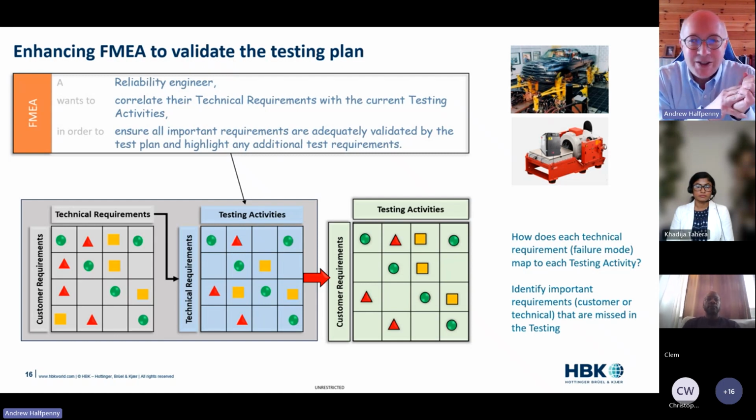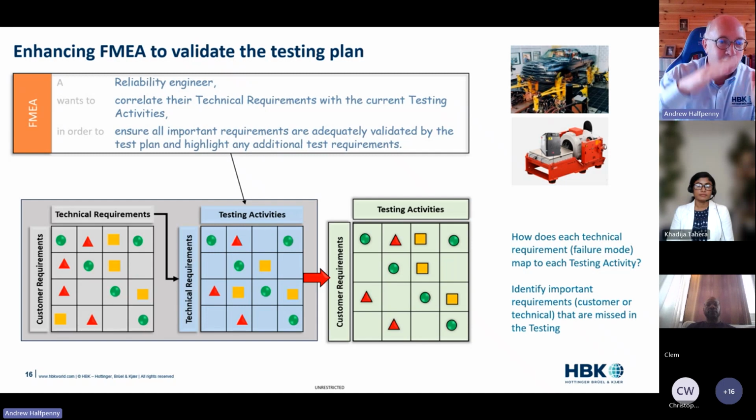So you'll see this diagram coming up in Khadija's presentation next. It's a matter of taking the customer requirements as well as the FMEA and bringing them in to make sure that our technical requirements encompass both. Then looking at those technical requirements and making sure we've got tests which properly exercise all of them. And by doing this, a bit like a pivot table really, we can then start to see, have we got all the test activities which properly address the customer requirements too.